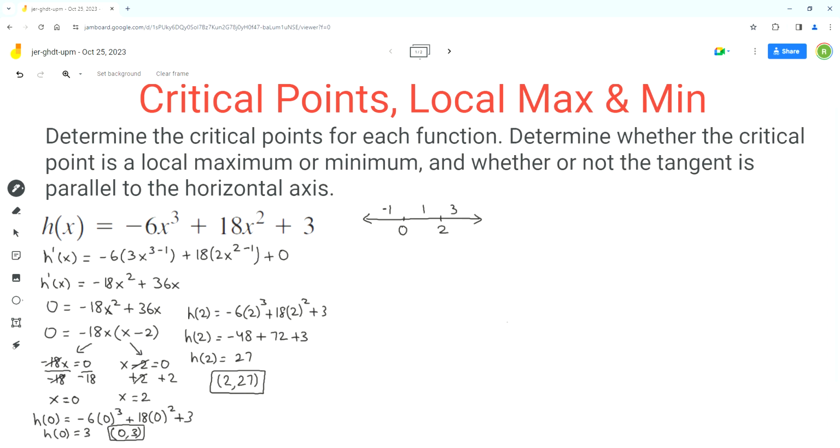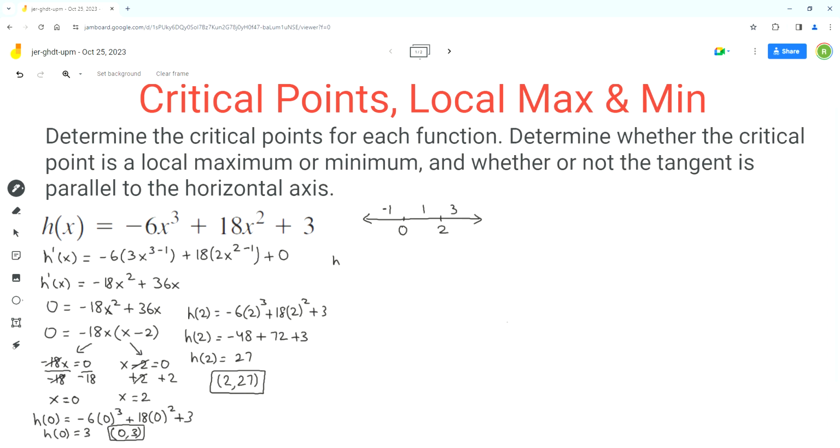So we have to sub in these test values one by one in the h prime of x to find whether h prime of x is positive or negative in that part of the number line. If h prime of x is less than 0, that means the function is decreasing. And if h prime of x is greater than 0, that means the function is increasing. So let's start with x as negative 1.